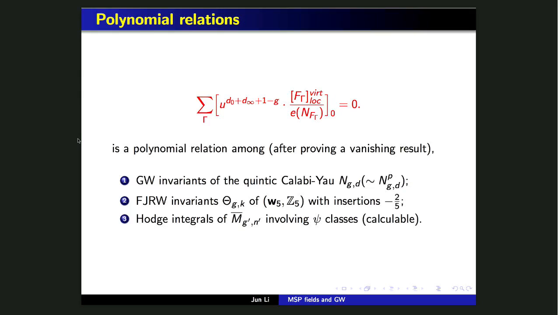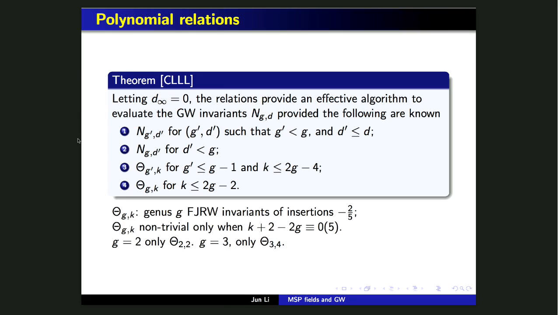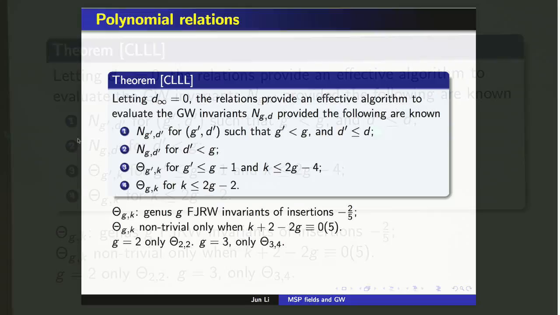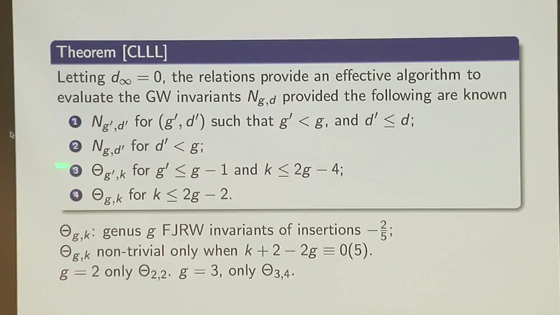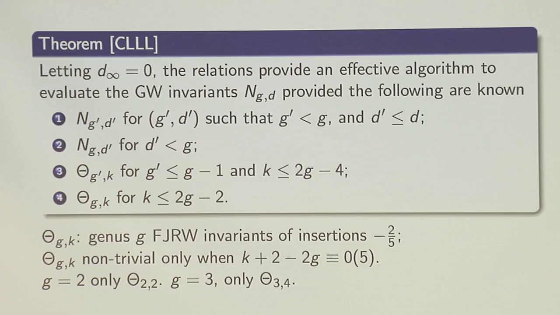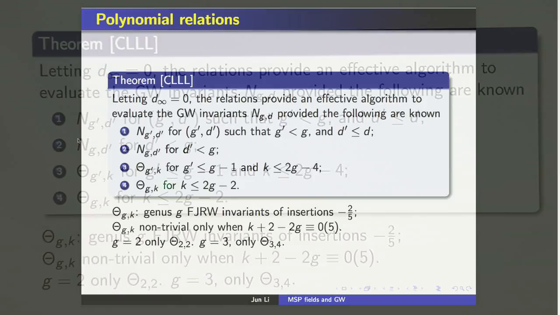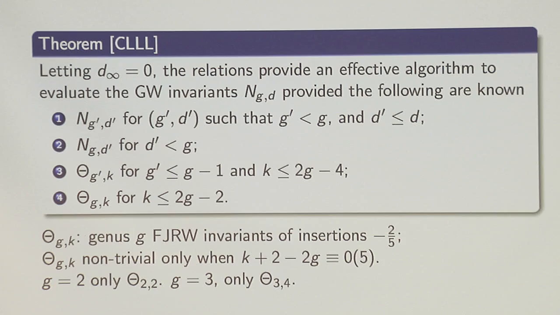The first thing is you can just look at the leading coefficients and see if you can use this to recursively calculate. And the answer is yes. If you know the previous genus g and degree d Gromov-Witten invariants, and you know a few of the FJRW invariants, here is the big if, then you can calculate the next Gromov-Witten invariants. And you see FJRW invariants only depend on g, and do not depend on the degree. So you can just keep on doing this and calculate all the Gromov-Witten invariants recursively, okay?